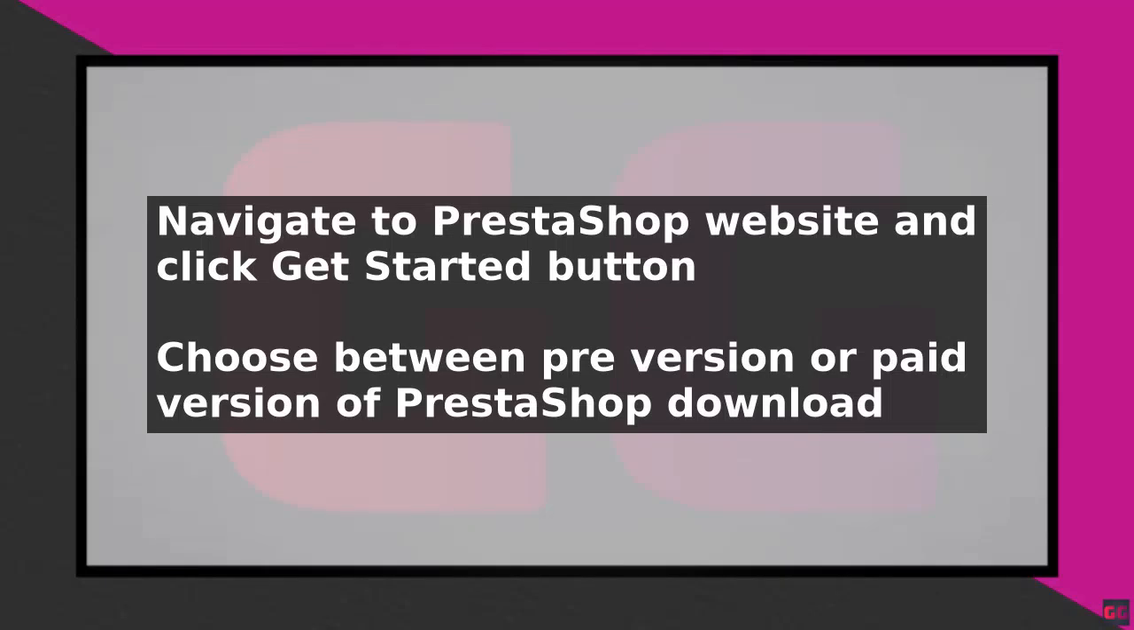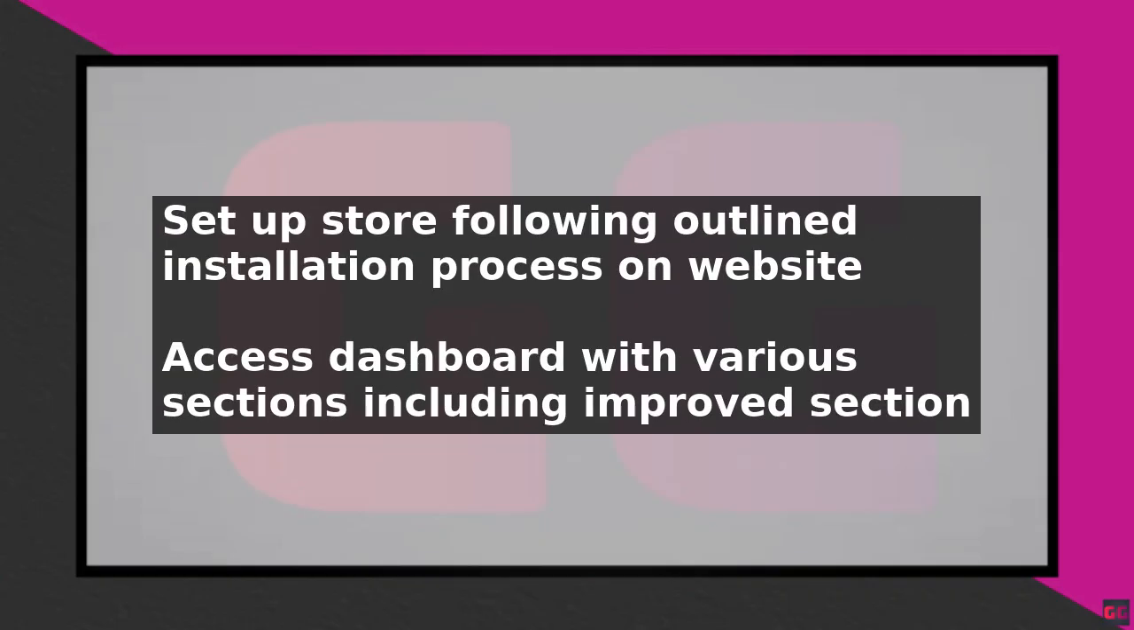To install the PayPal module on PrestaShop, start by navigating to the PrestaShop website. Once there, click on the Get Started button, which will prompt you to choose between downloading the pre-version or the paid version of PrestaShop. After downloading, follow the installation process as outlined on the website to set up your store.